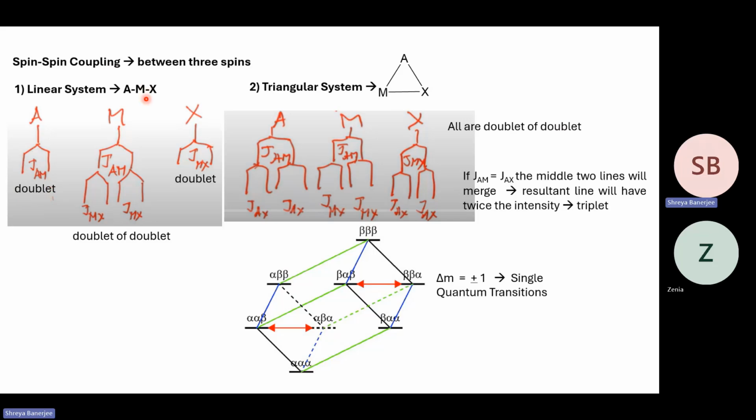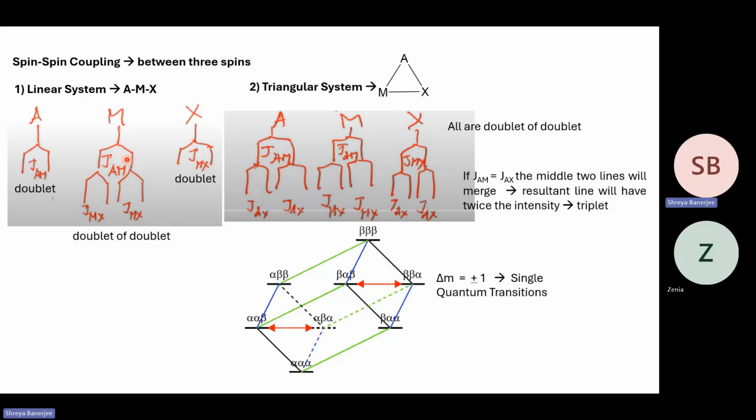Now M will be split by both A and X. First, it will be split by A into 2 peaks with the coupling constant being JAM. And then each of these peaks will be split into 2 by the X. So this is splitting into 2, and again this is splitting into 2. Here the coupling constant is JMX. So from one peak, you are now getting 4 peaks, and we call it a doublet of doublets.